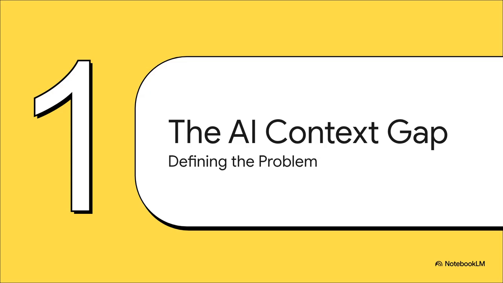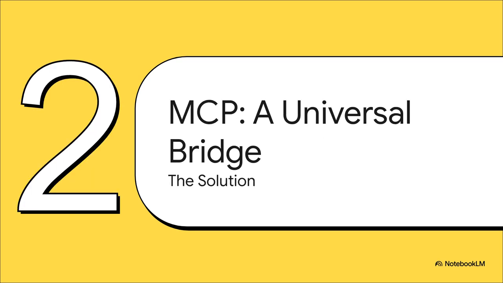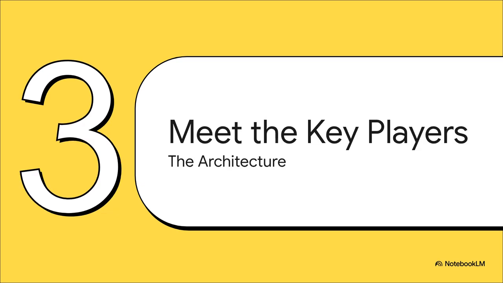All right, so here's how we're going to break this down. First, we're going to dig a little deeper into that AI context gap. We really need to understand the problem before we can appreciate the solution. Then, we'll look at how MCP is designed to be that universal bridge, that standard that everyone can build on. And after that, we'll see how that bridge actually works. We'll meet the key players in the system and see how they all communicate with each other.